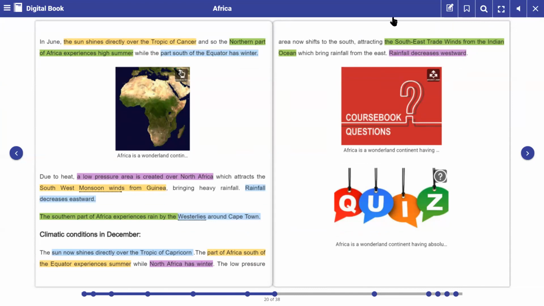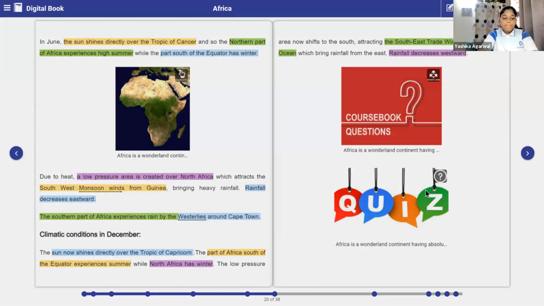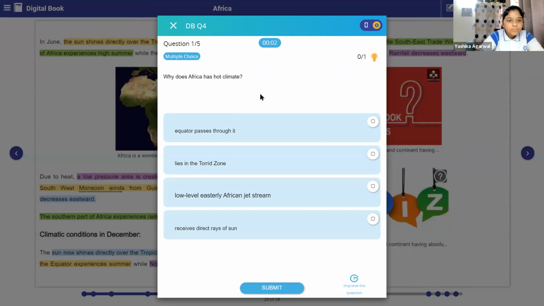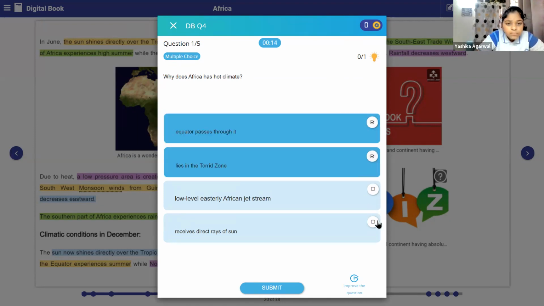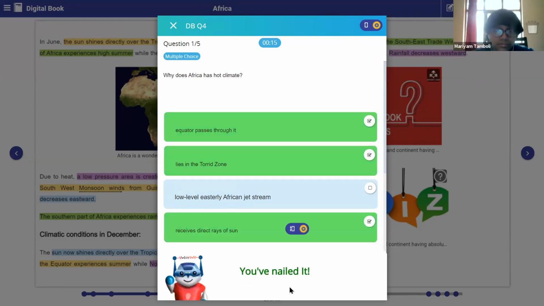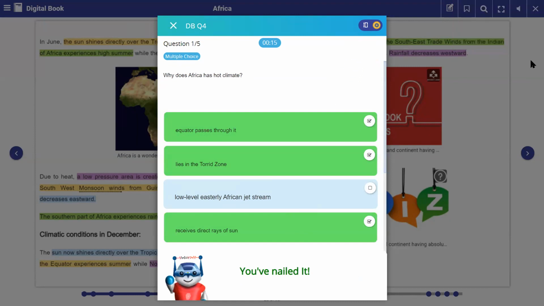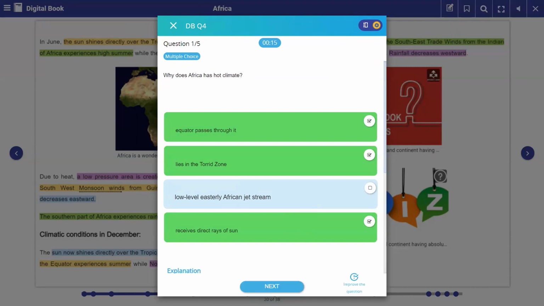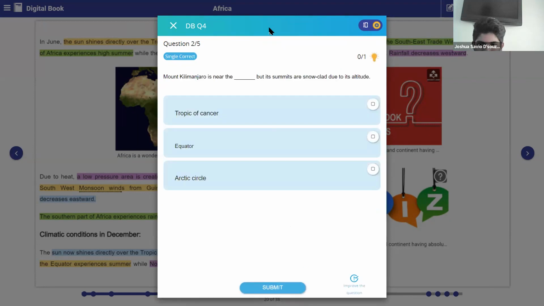Oh, it's time up. Shall we do the quiz? Yes, let's do the quiz quickly. Okay. Why does Africa have a hot climate? Who will tell me? Ma'am, the equator passes through it. Ma'am, also it lies in the torrid zone. Ma'am, we receive direct rays of sunlight. Yes, three options. Very good. All of you, excellent. This shows you all have understood.